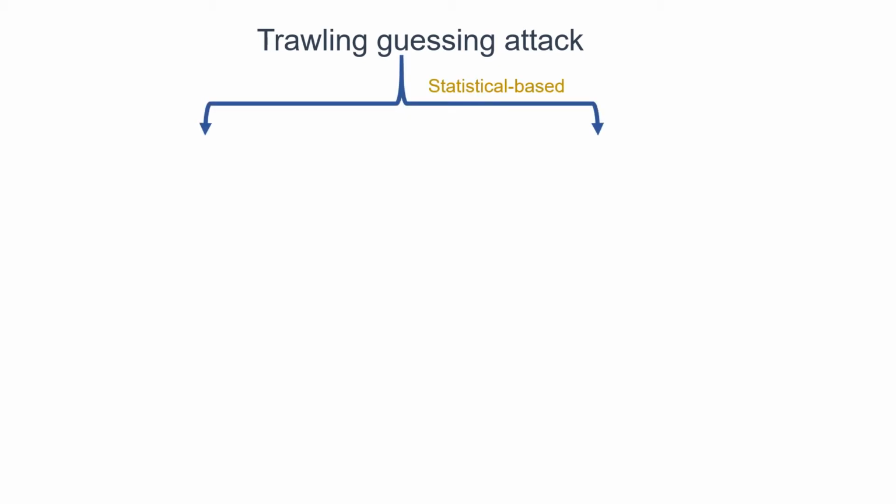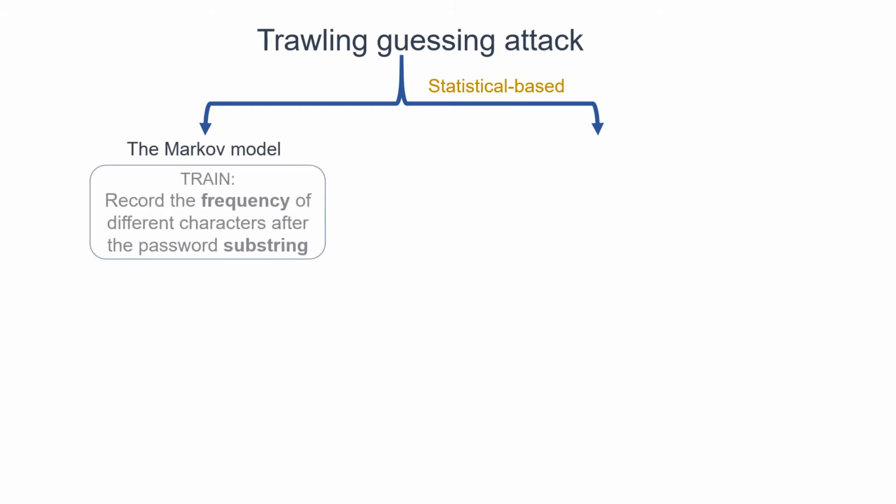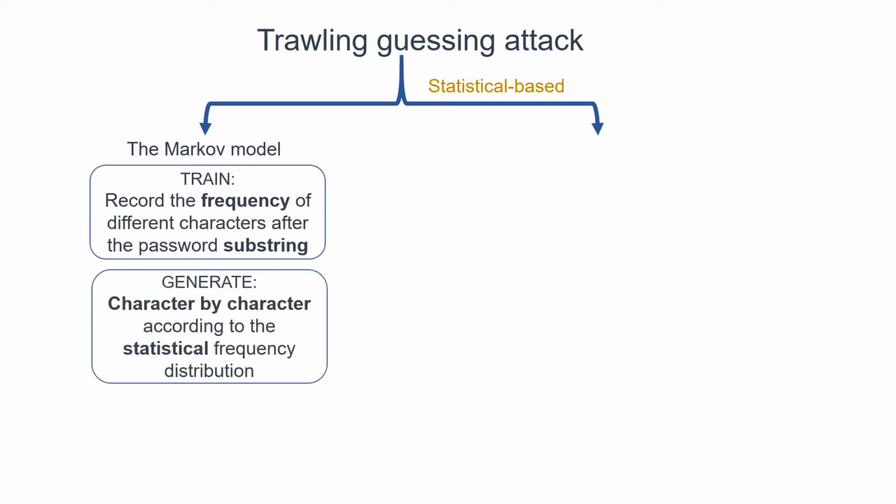There are two classical statistical-based cracking algorithms. The first one is the Markov-based model. It records the frequency of different characters after the password substring in the training phase, and then generates a guessing password character by character according to the statistical frequency distribution.